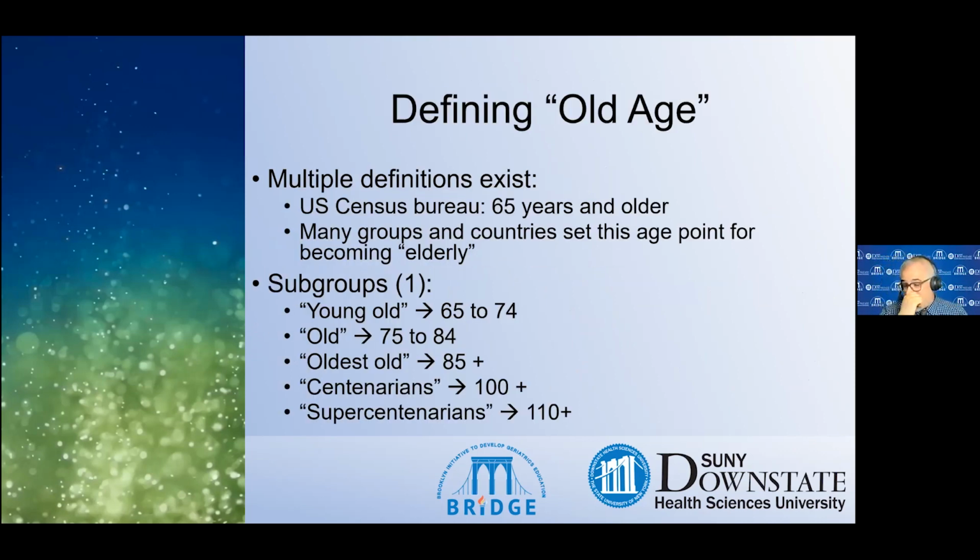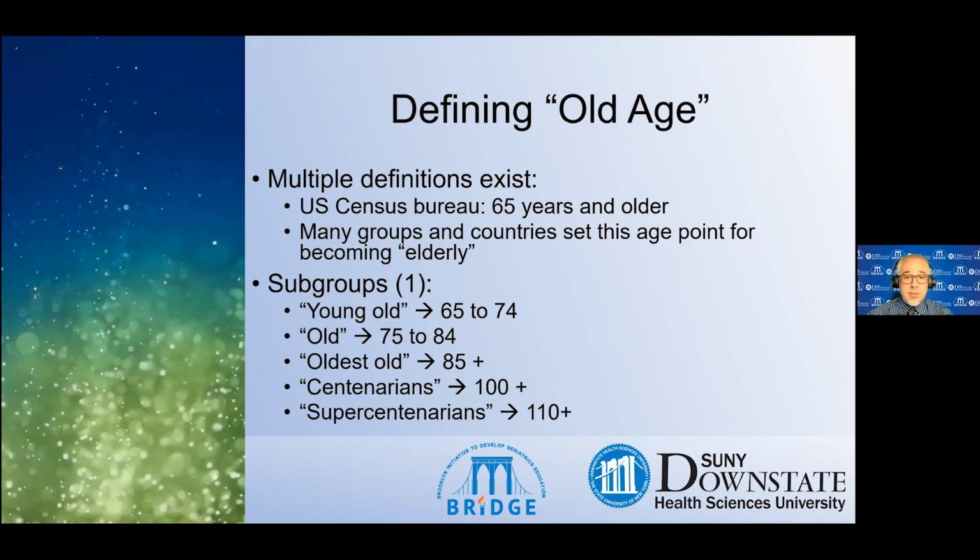So defining old age, I agree with everyone on this talk that it's much more complicated than a simple numeric designation. However, the government, as it is often wont to do, has given us a definition for what is old, or what defines being a senior. The US Census Bureau defines old age as 65 years and older, and many groups in many countries set the same age point for becoming elderly.